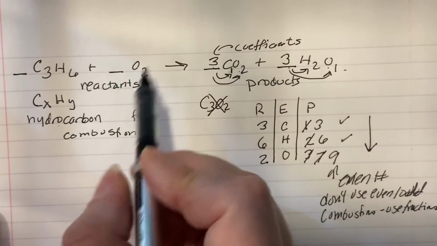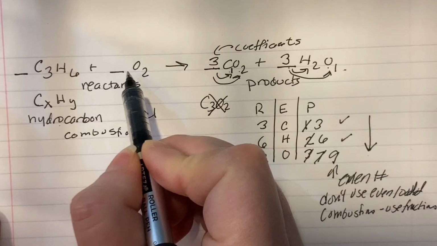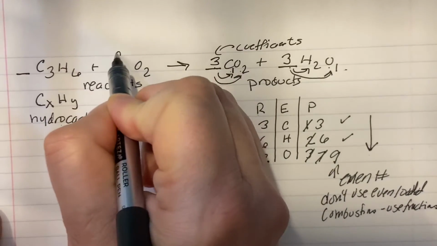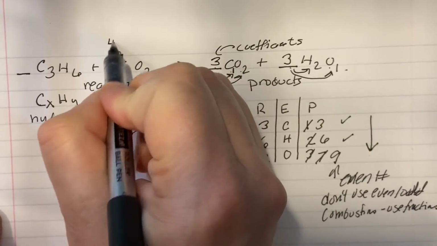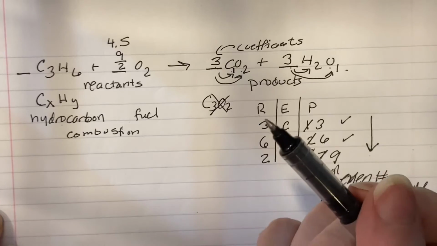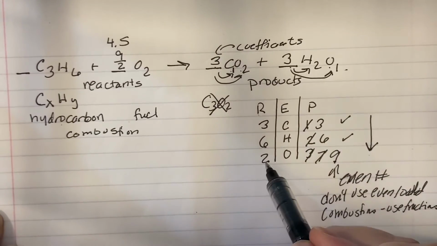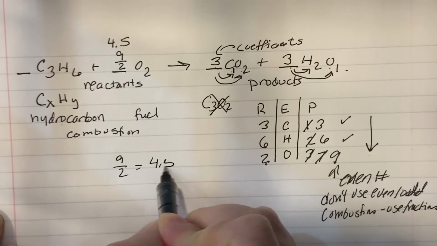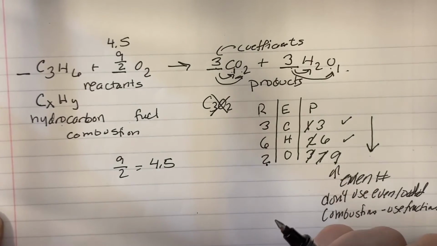Okay? 9 cannot be split into 2 evenly. But what is it? 9 halves or 4.5. Whichever one you're more comfortable writing, use that. And you can use a calculator. 9 divided by 2 is 4.5. So whichever one you're comfortable writing it with.